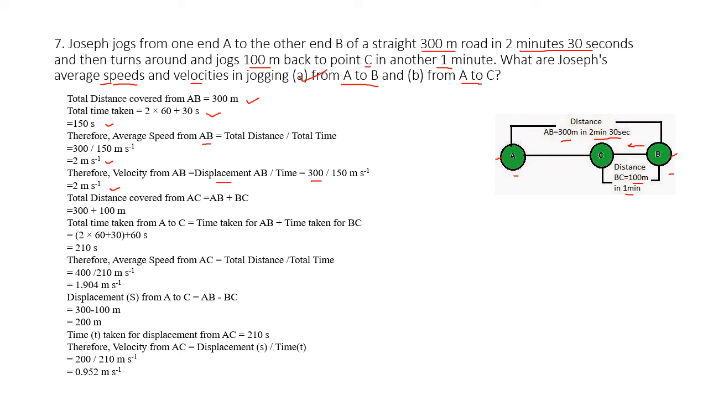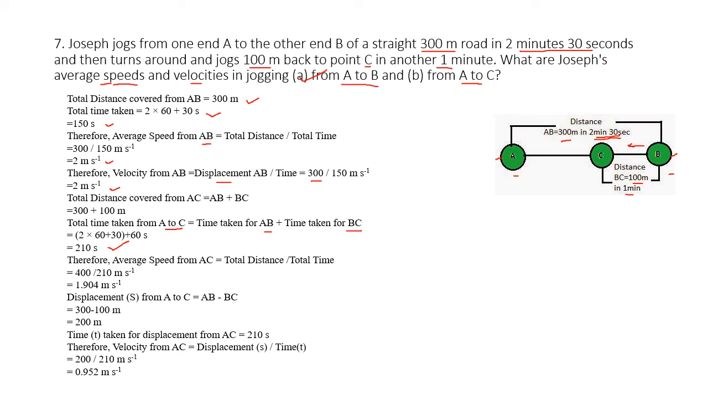And second subdivision. Average you should take, right? So total time taken from A to C is time taken for AB plus time taken for BC. This is your second subdivision. Between A to C, what is the total time taken? 2 minutes 30 seconds plus he is returning back in 1 minute. So totally 3 minutes 30 seconds. So this is nothing but 210 seconds.